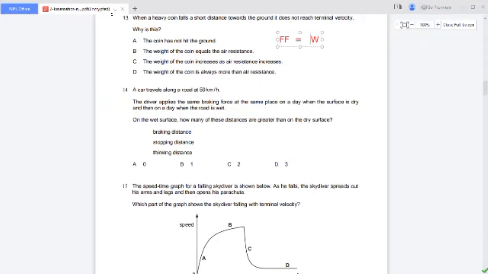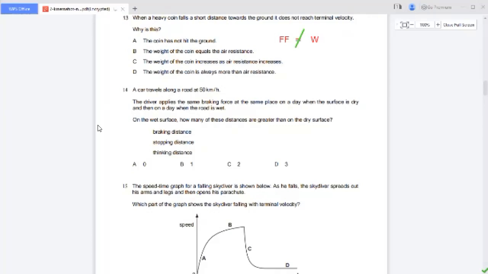Second thing is, maybe the weight and friction force are not equal. For terminal velocity, weight and friction force must be equal, but if the object does not reach terminal velocity, it means weight and friction force are not equal.